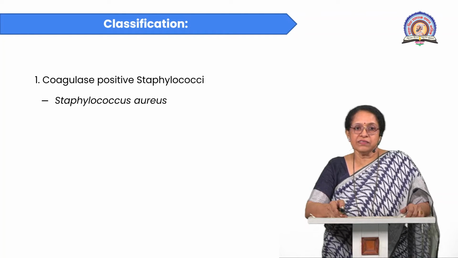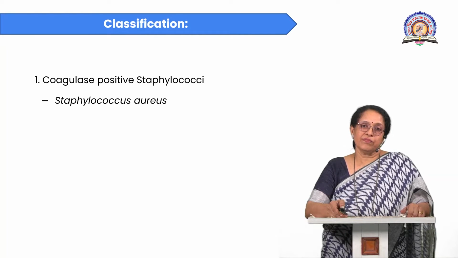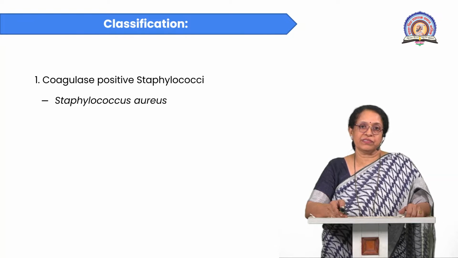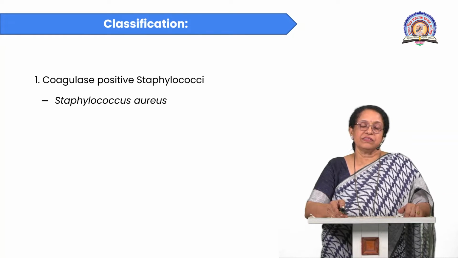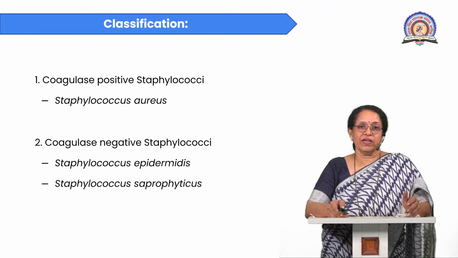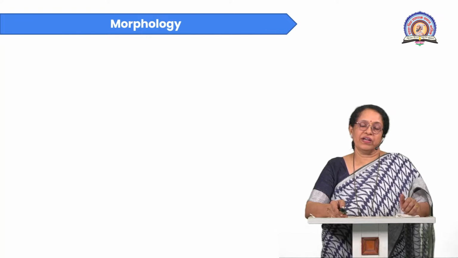You can classify this organism in another way also, because some of them are coagulase positive. The organism Staphylococcus aureus produces coagulase, so they are in a special category, and the main and important species is Staphylococcus aureus. Coagulase-negative staphylococci are also there. Examples of them are Staphylococcus epidermidis and Staphylococcus saprophyticus.